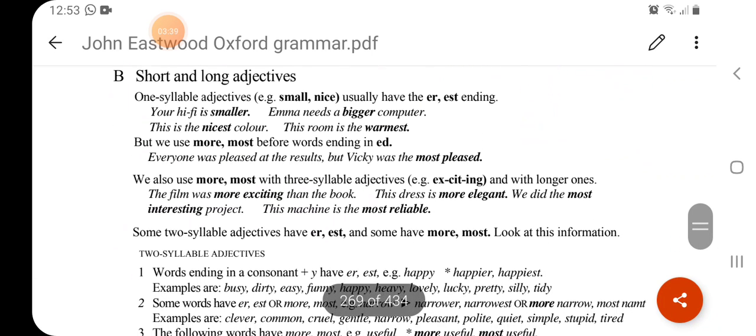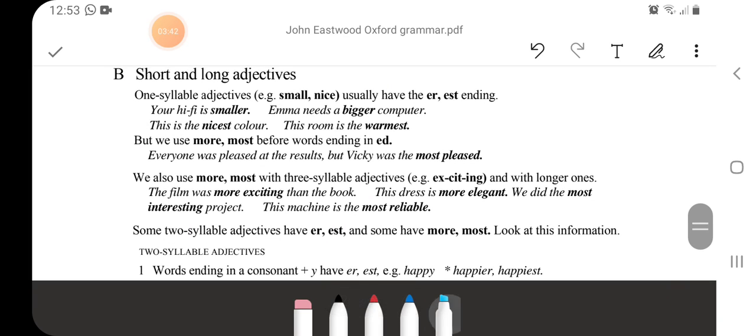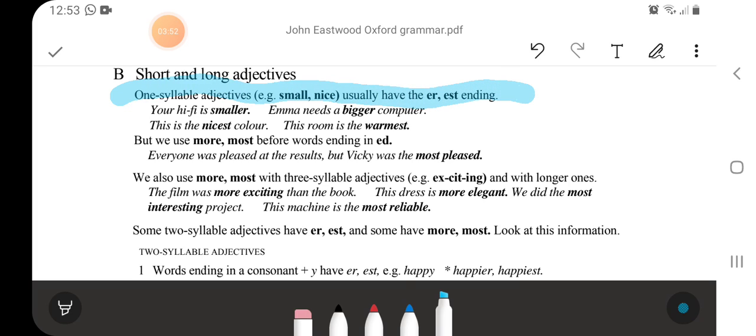Let's move to some more examples. Short and long adjectives. One-syllable adjectives like small, nice usually have er or est endings because they have fewer syllables, fewer parts. Like when we say your hi-fi is smaller, we don't say more small. We say your hi-fi is smaller. Small is a word which has fewer syllables. स्मॉल एक ऐसा एडजेक्टिव है, small adjective उसको बोल सकते हैं. So there we can add er or est, like smaller or smallest.